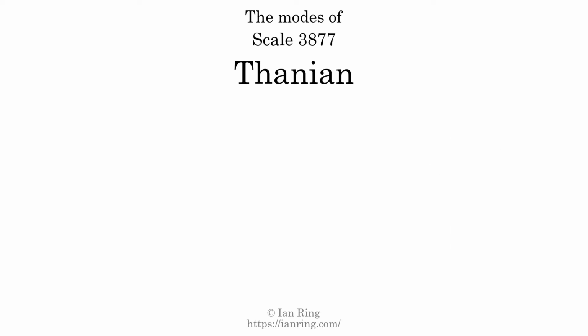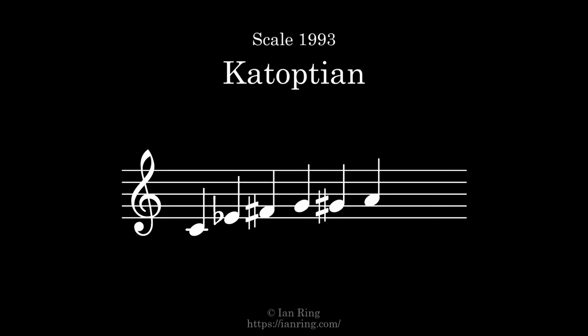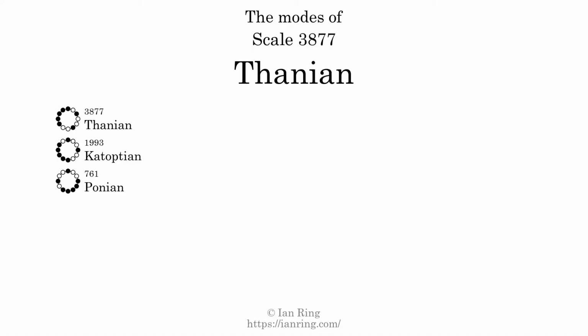This scale has 7 modes. The first mode is itself. The second mode is scale 1993, also known as Typhion. It sounds like this. The third mode is scale 761, also known as Polion. It sounds like this.